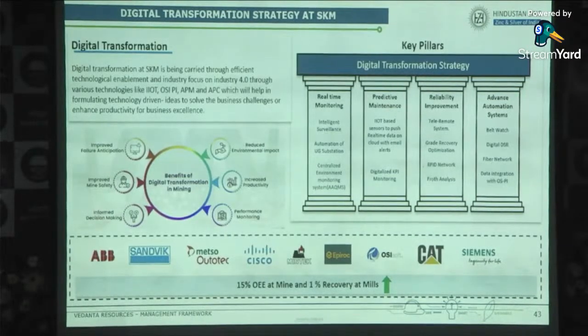Reliability improvement, that is also like the tele-remote system, as sir has already explained. In between shift changeover time, we operate our machines from surface. We can run almost 3 to 4 solos in a shift. Considering 45 meter per hour productivity, they can drill almost 100 meter in 2 hours per solo. Tele-remote operation for grade recovery optimization, then the RFID network.